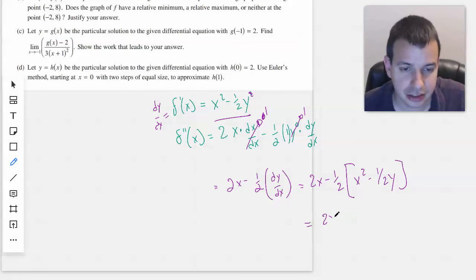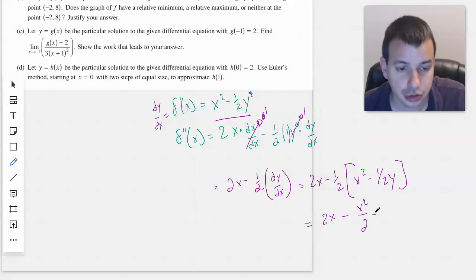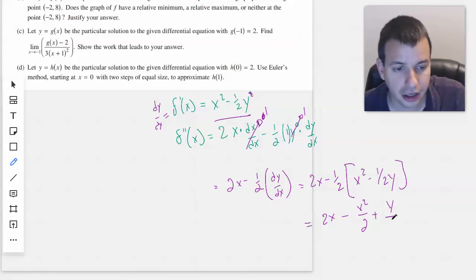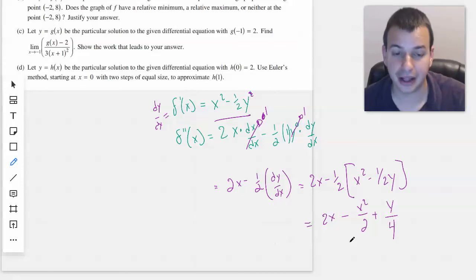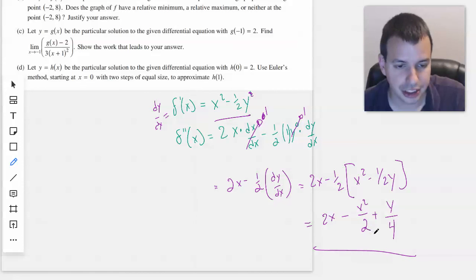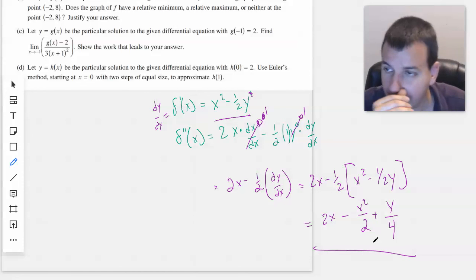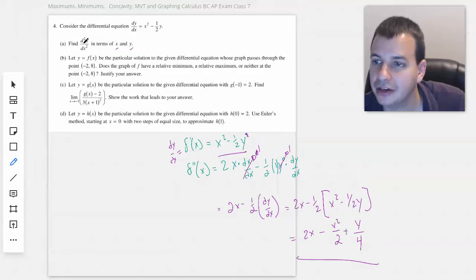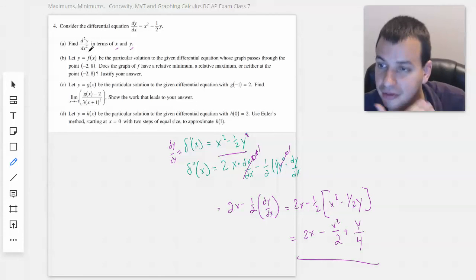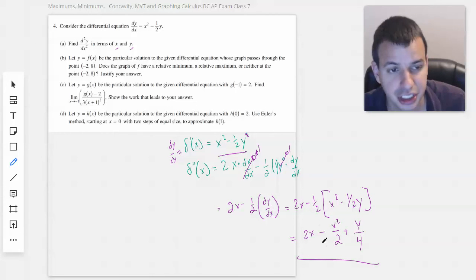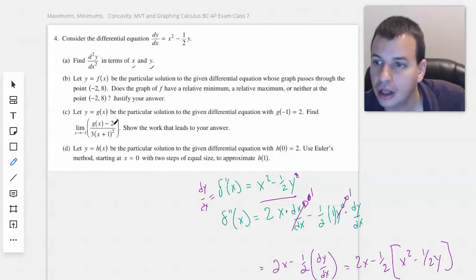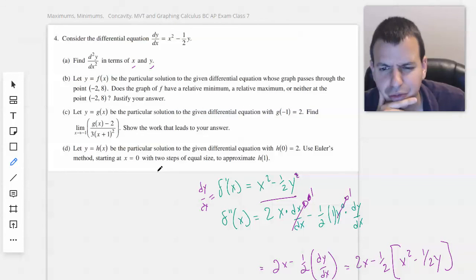So distributing things, 2x minus x squared over 2 plus y over 4. And this would be our answer to part A. Make sure that's a 2. Okay? And find d squared, second derivative of y with respect to x. Check. Done. Go team. Now, let y equal f of x. Okay, that's kind of sort of what we've been doing.